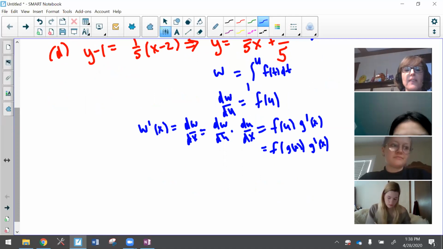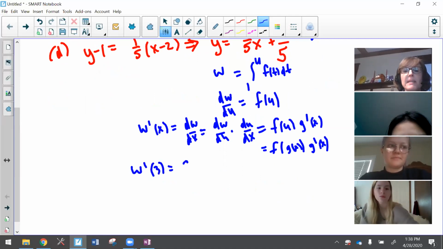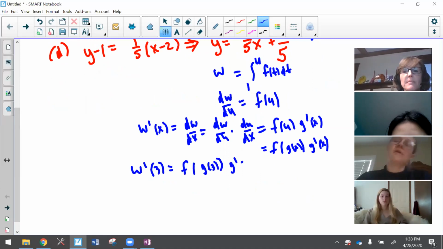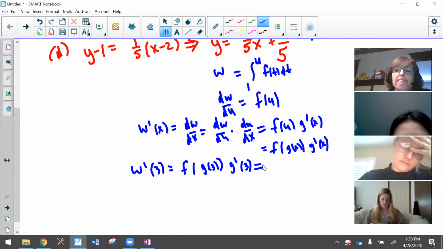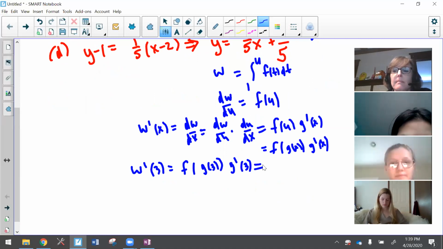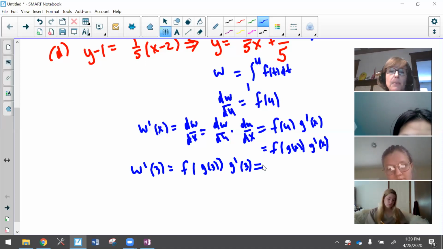And then if I'm going to find w prime of 3, that means I have to find f of g of 3 times g prime of 3. Okay, everybody with me? We've been through this kind of thing a couple times where we have to use substitution along with the fundamental theorem of calculus. So that should be getting up into the top of your brain. Kind of the new part here is looking these things up in the table.